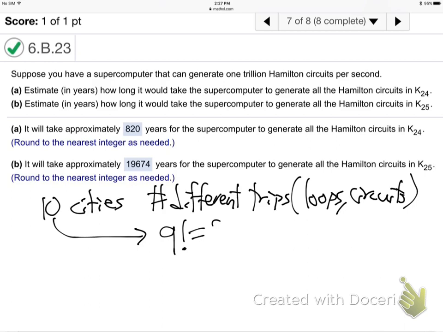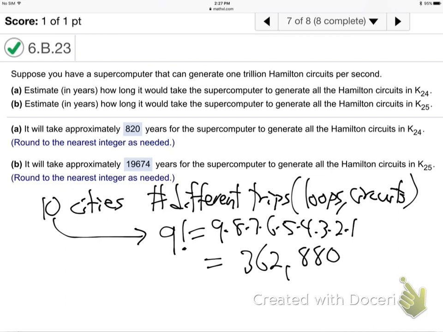You guys have your calculator? What is 9 times 8 times 7 times 6 times 5 times 4 times 3 times 2, or just hit the 9 factorial button? 362,880. 362,880 different loops, ways of visiting all the cities.